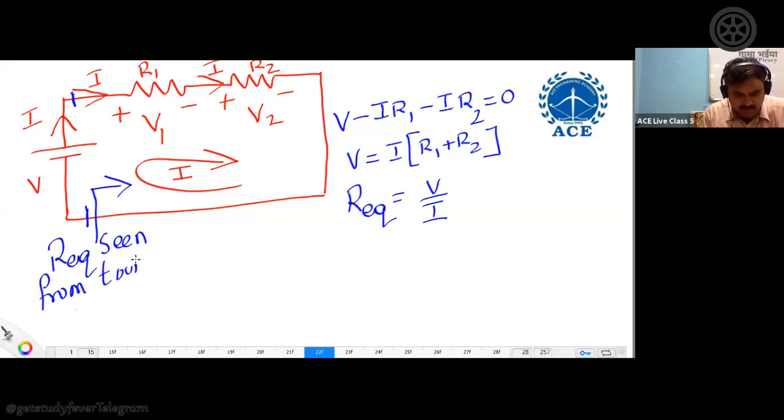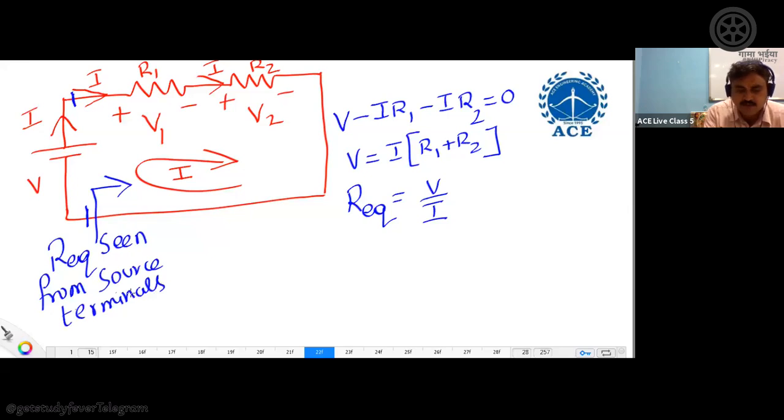For simple exams, like common PSUs, they don't use this terminal language, but GATE or engineering services, serious examinations, they give importance to terminals. So you have to understand that. R equivalent seen from source terminals. That is what we are interested in.